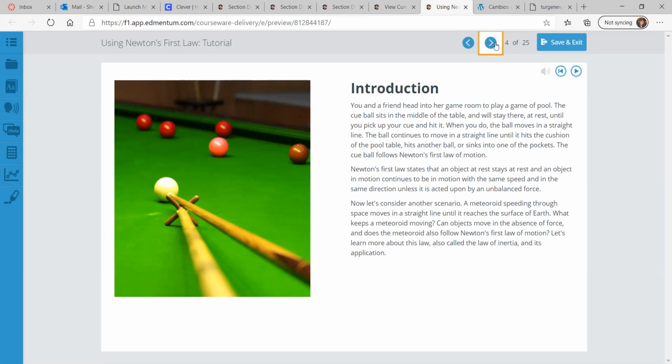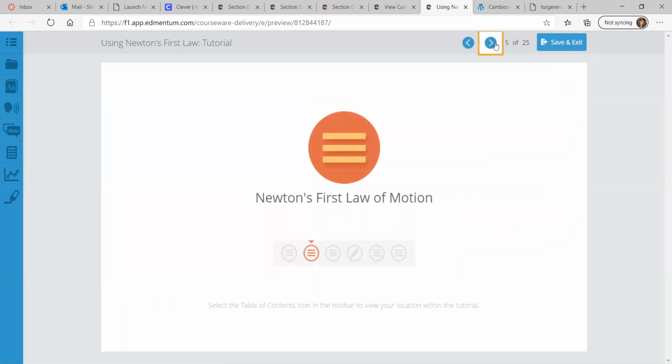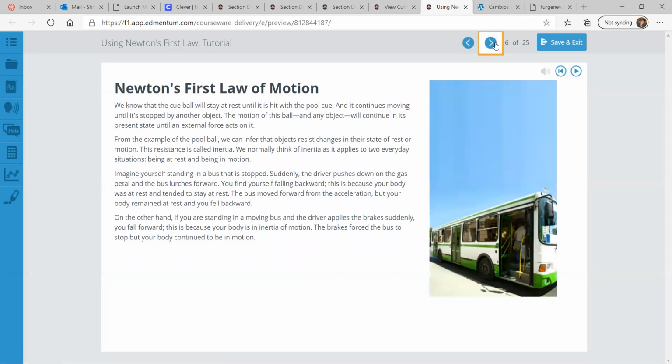and its application. This law is also called the law of inertia. So, like we said, the cue ball will stay at rest unless it is hit with some force, and it continues moving until it's stopped by another force. The motion of this ball and any object will continue in its present state until an external force acts on it. Things want to do what they're doing unless there's a force acting against it.